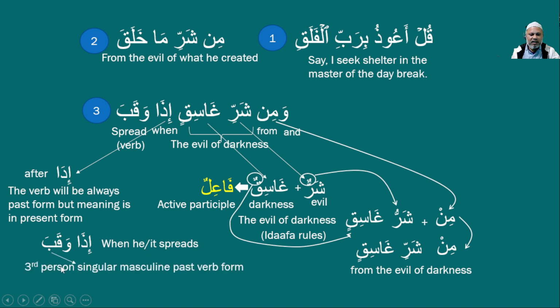So these are the rules of iza that we have learned, how iza is used to form the sentence. Iza waqaba. So, min sharri ghasiqin iza waqaba: and from the evil of darkness when it spreads.